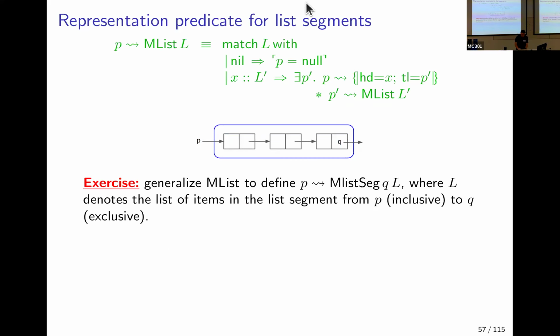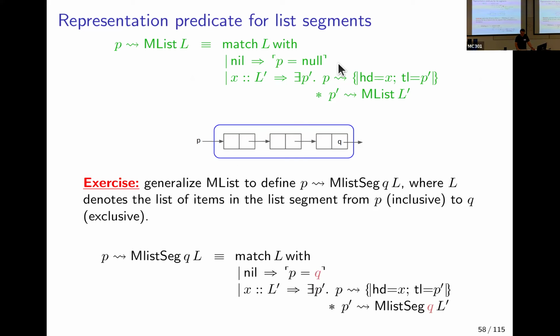So, exercise, but I basically said it already. This is the reminder, this is the predicate for list, and the exercise now is how do you define the same predicate for the segments? You have one thing to change. In the null case, in the nil case, yes, you change P to Q. Perfect. Very good.